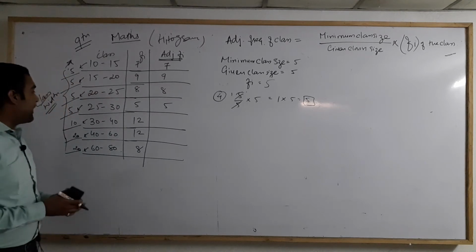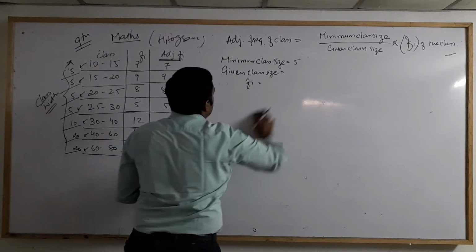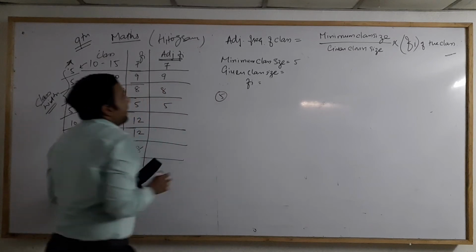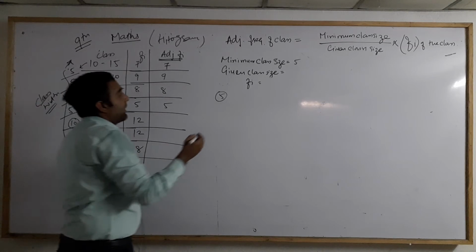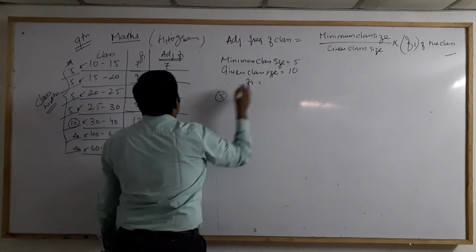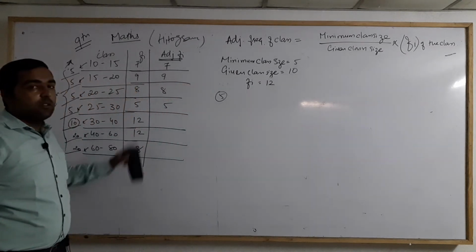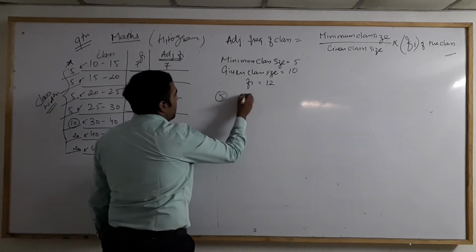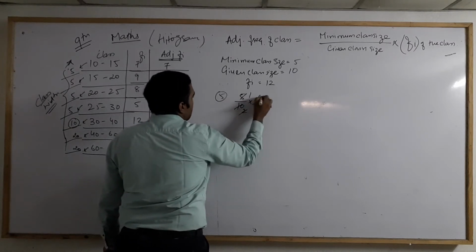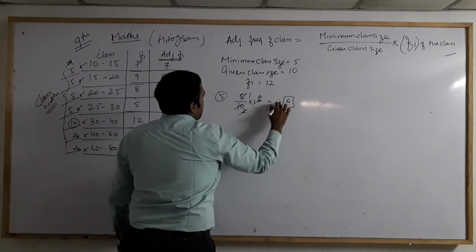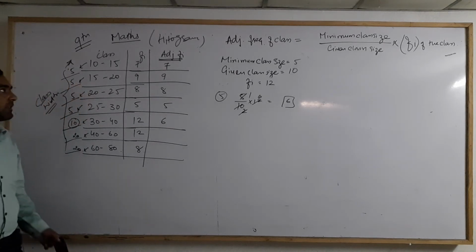Clear students? Now we have to see the differences in this sum. My minimum class size is 5 but given class size is 10, and my frequency is 12. Therefore 5 by 10 into 12, therefore 5 ones are 5, twos are 2, 2 sixes are 12, therefore my adjustable frequency is 6.